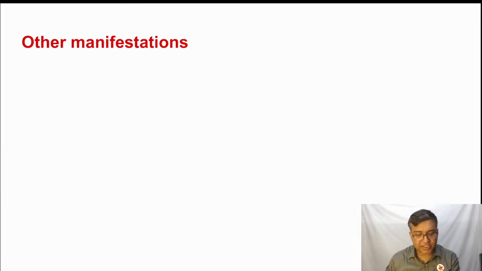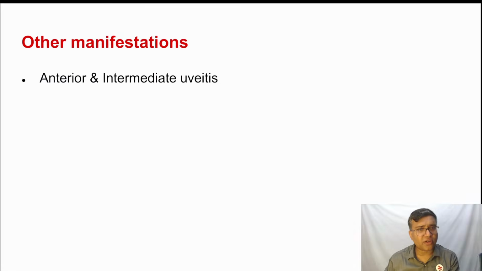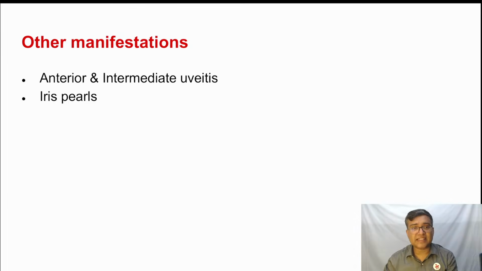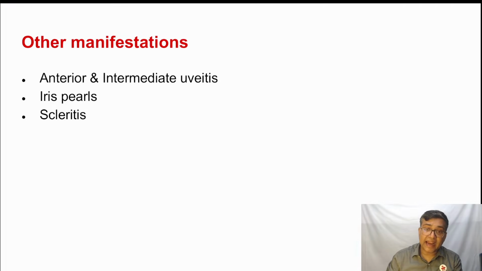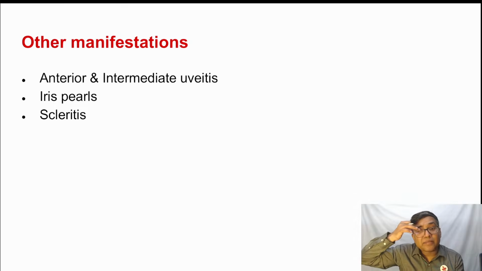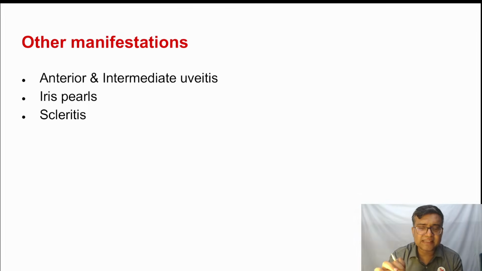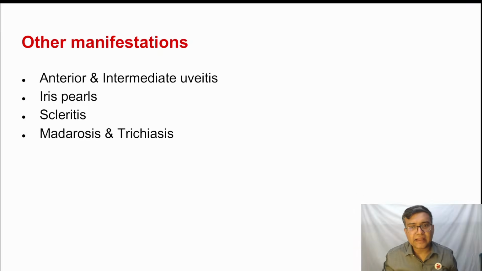And the other manifestations are that it can cause a bit of uveitis, can cause iris pearls. So that is an important differential diagnosis. If you are getting white spots around the pupillary margins, then basically suspect leprosy. This can also cause scleritis, and in the eye it can involve your eyelid and cause the loss of your eyelashes as well as bending of your eyelashes. Loss of eyelashes is called madarosis, and the bending of eyelashes is called trichiasis.